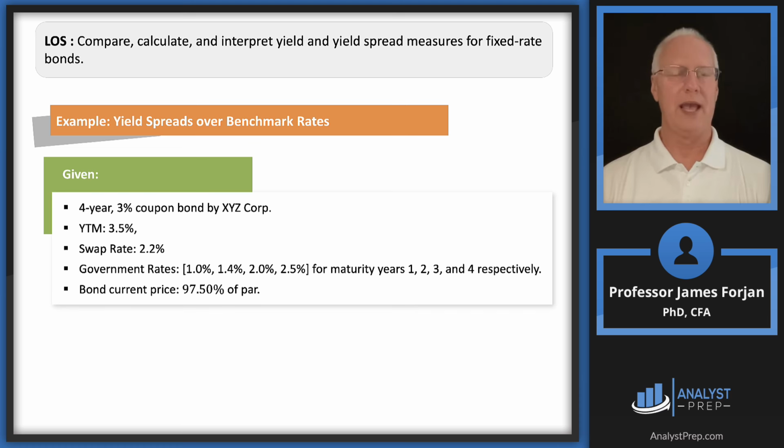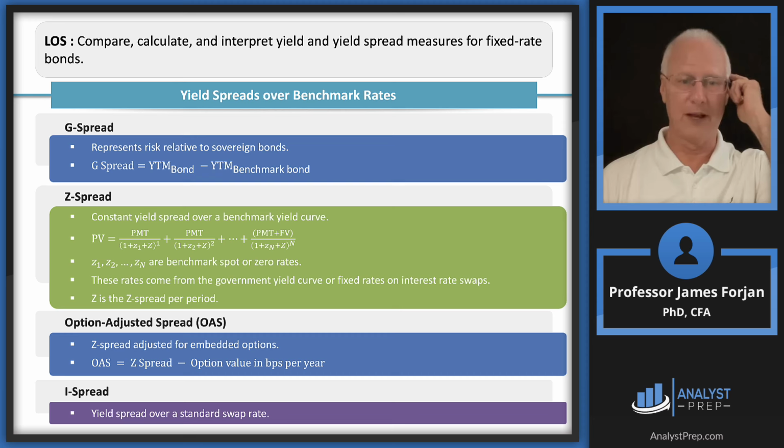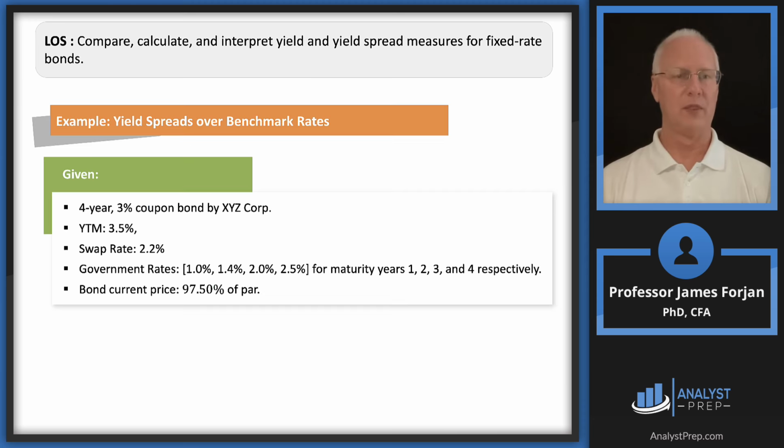So let's go ahead and finish with an example. So we've got a bond here, 4 years, 3% coupon, yield to maturity 3.5, swap rate 2.2. So here, let me go back here. There's the I spread. You already know what that I spread is. Government rates 1, 1, 2, 2. Yeah, there you go. So maturities are 1, 2, 3, 4. Current bond price 97.50.